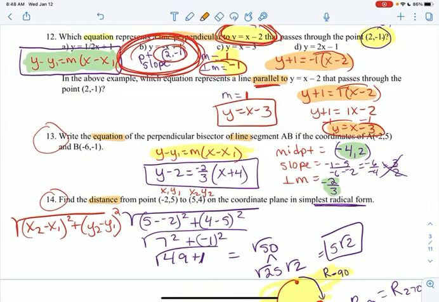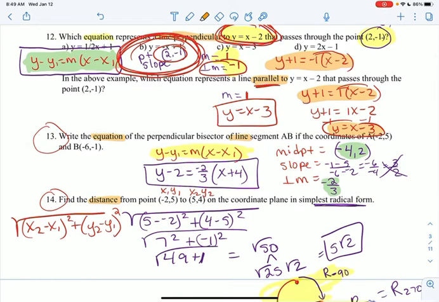13, I want the equation of the perpendicular bisector. So equation of a line, y minus y1 equals m parentheses x minus x1. Anytime I write an equation, I need two things, a slope and a point. Well, the slope is going to be perpendicular, all right? So I'm going to take the points A and B, -2, 5, and -6, -1, and I'm going to find the slope.